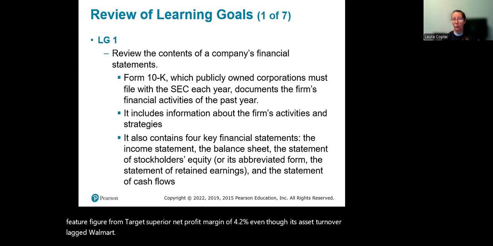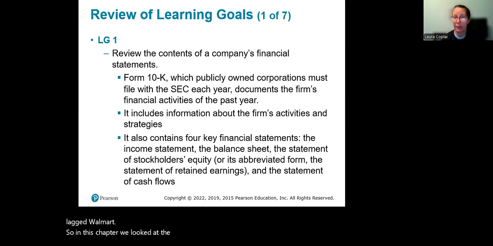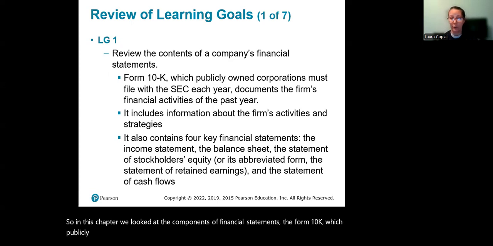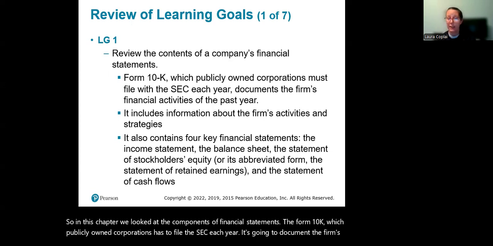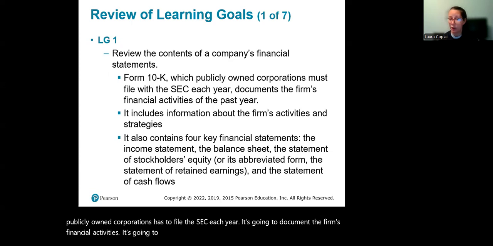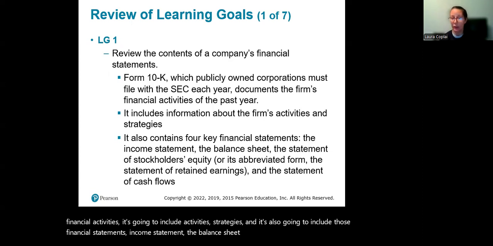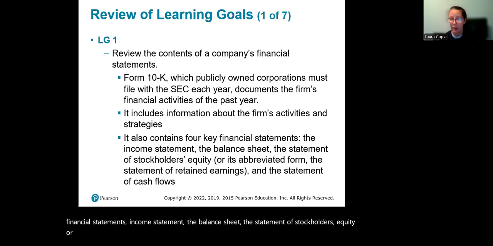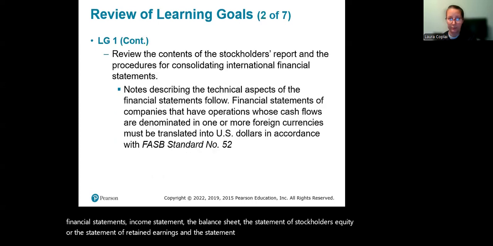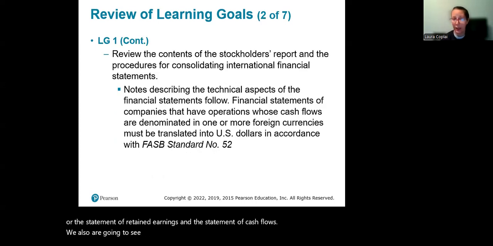So in this chapter, we looked at the components of financial statements. The Form 10-K, which publicly owned corporations have to file with the SEC each year, is going to document the firm's financial activities. It's going to include activities, strategies, and it's also going to include those financial statements: the income statement, the balance sheet, the statement of stockholders' equity, or the statement of retained earnings, and the statement of cash flows. We also are going to see notes describing technical aspects of the financial statements that follow.